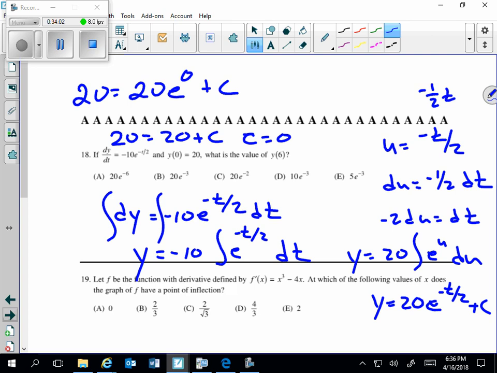So now I go back to here, c is 0, and now I plug in 6, I get y equals 20 e to the negative 3rd power. Looks like letter B. Double checking my math. Looks good.